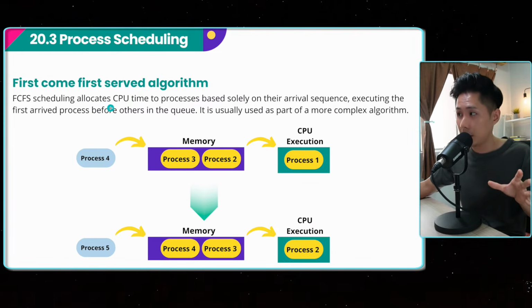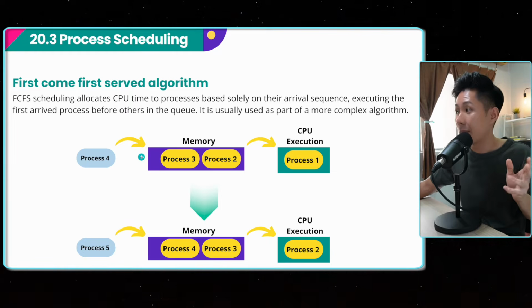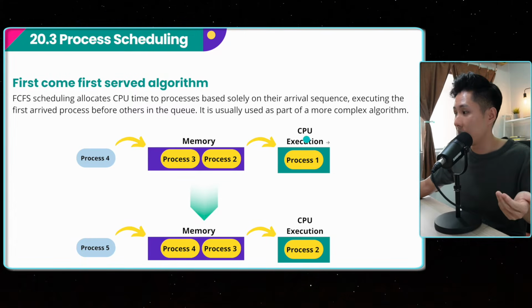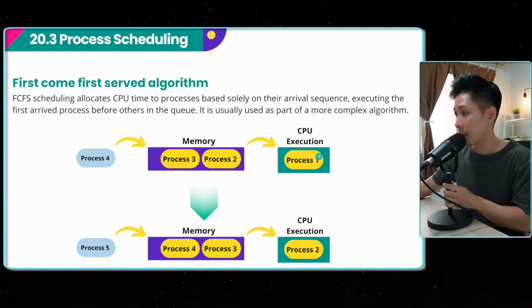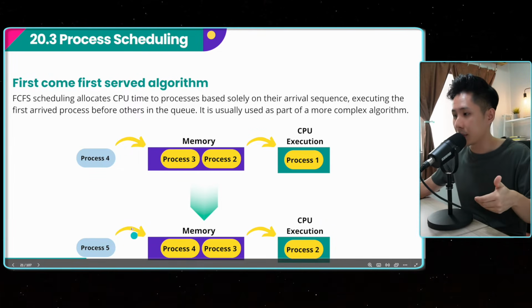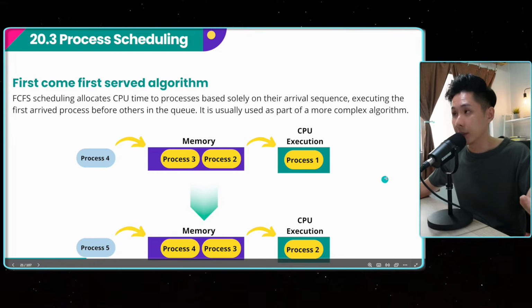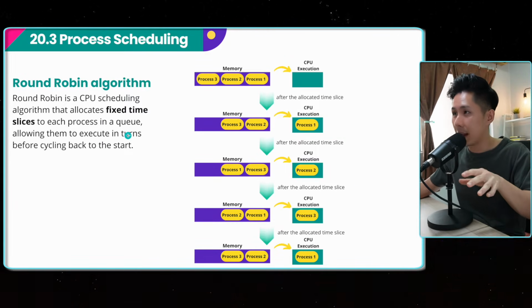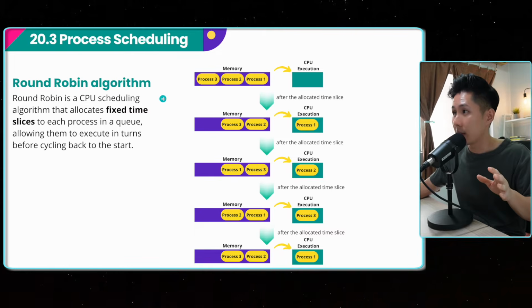Now, the first one, the non-preemptive, is first come, first serve. It's pretty intuitive. Basically, if your process comes first, meaning the user launched it first, it's going to be executed first, one after the other. You can see from this diagram, after process 1 is executed, then process 2 will be executed, and process 5 will be waiting. First come, first serve.